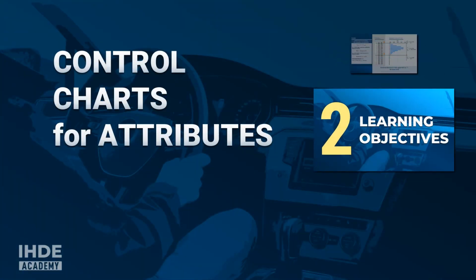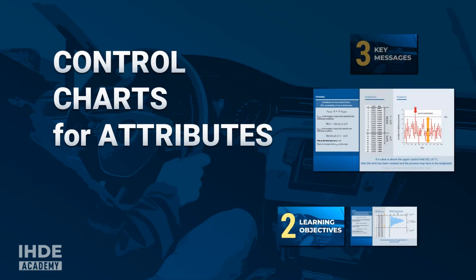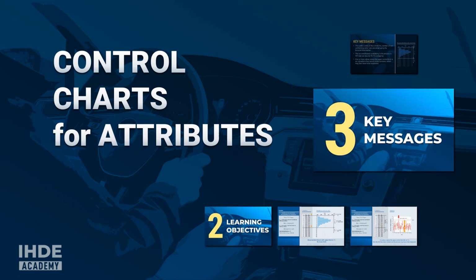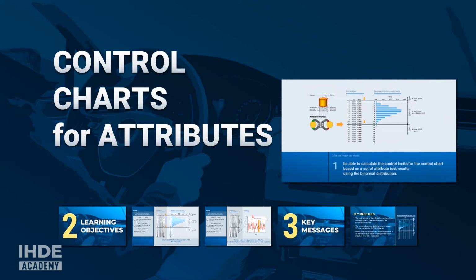The X chart is a control chart for the number of defective units, very similar to the NP chart. In this lesson, we calculate the control limits using the binomial distribution.